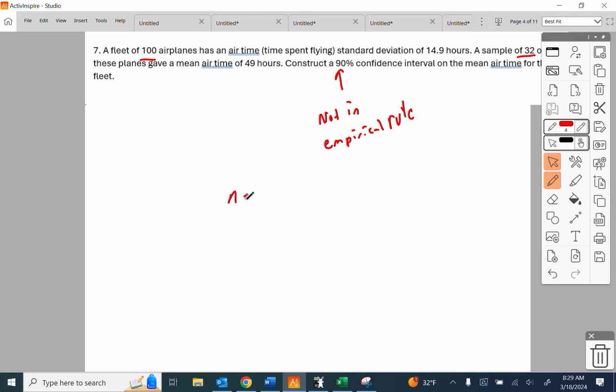Alright, so N is 32. X bar is 49. And the population standard deviation is 14.9. And we want a 90% confidence interval for the fleet of 100 ships based off of this.